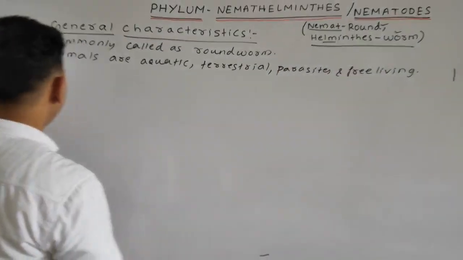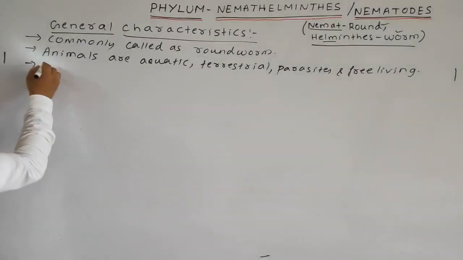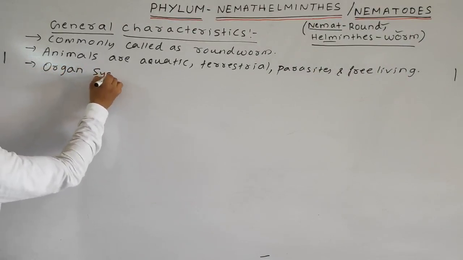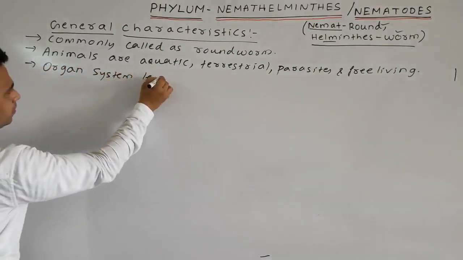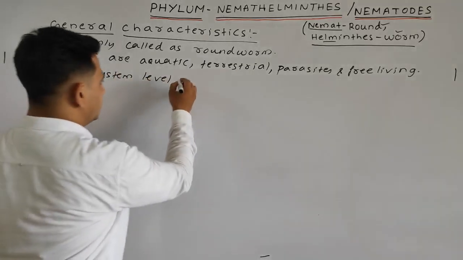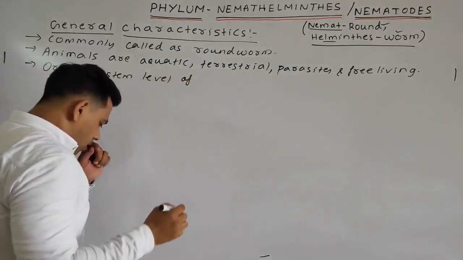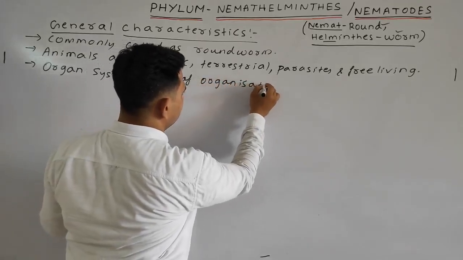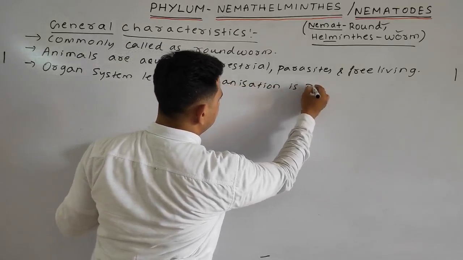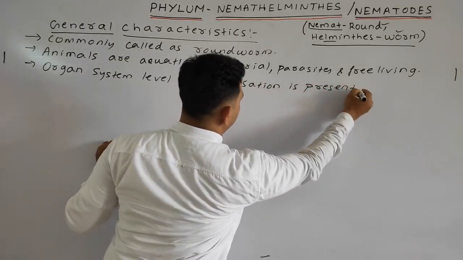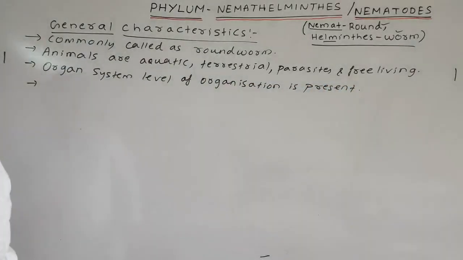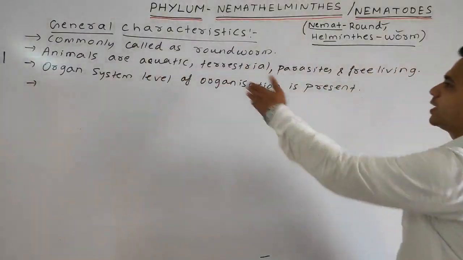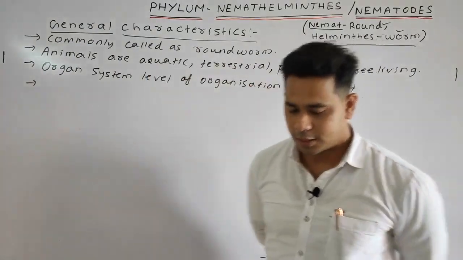Okay, so we can write: organ system level of organization is present. In this, what type of level of organization is present? That is, the organ system level of organization is present.